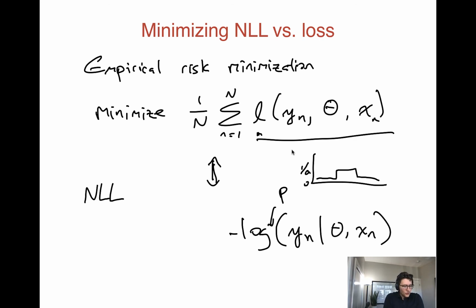Okay, so the point here is that you often see machine learning problems posed as empirical risk minimization problems where we're minimizing some arbitrary loss function. It can be useful to realize that this is equivalent to minimizing the negative log likelihood and vice versa. Minimizing the negative log likelihood is just a special case of empirical risk minimization.